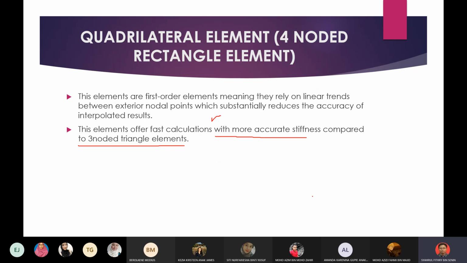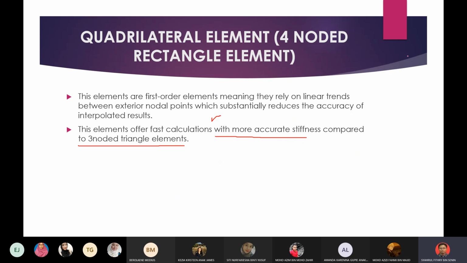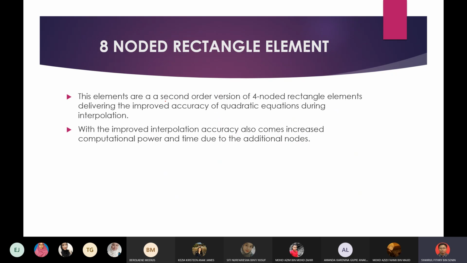There is also another version called the 8-noded element, and this is much better than this 4-node rectangular element because you assume that the displacement varies by second order or by quadratic equations. So by using this, the interpolation between the nodes will be much more accurate.